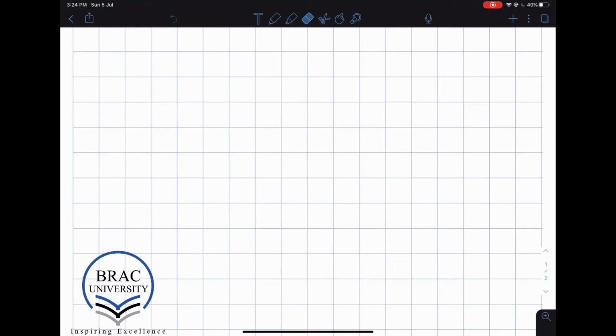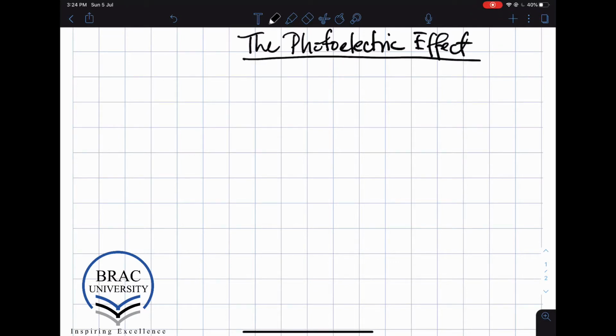The subject of this lecture is the photoelectric effect. The photoelectric effect is one of those experiments which could not be explained by classical physics and needed some quantum mechanical idea to explain it. So what is the effect?